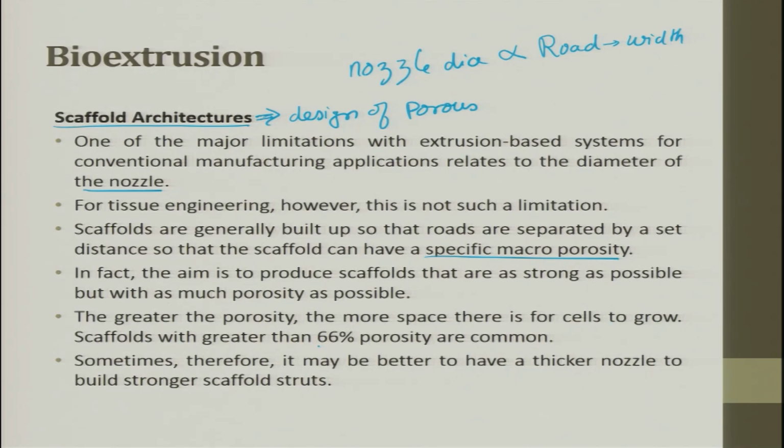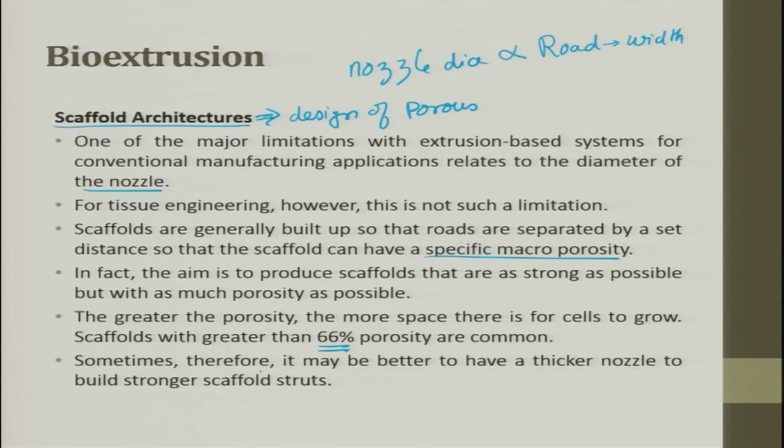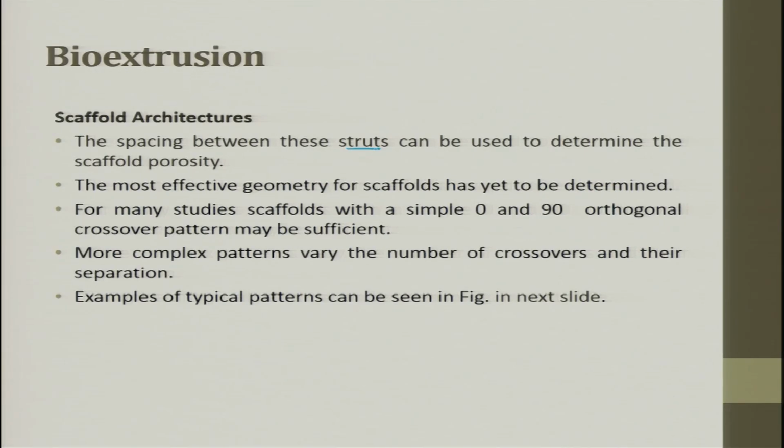Scaffolds with greater than 66% porosity are common today. It is already polymer based, and when you make it with 66% porosity, it will be very light. But now the challenge is, how do you strengthen a 66% porous material? Therefore, it may be better to have a thicker nozzle to build a stronger scaffold. So, designing of the pore leads to nozzle design, which leads to rod width. The spacing between the rods can be used to determine the scaffold porosity.